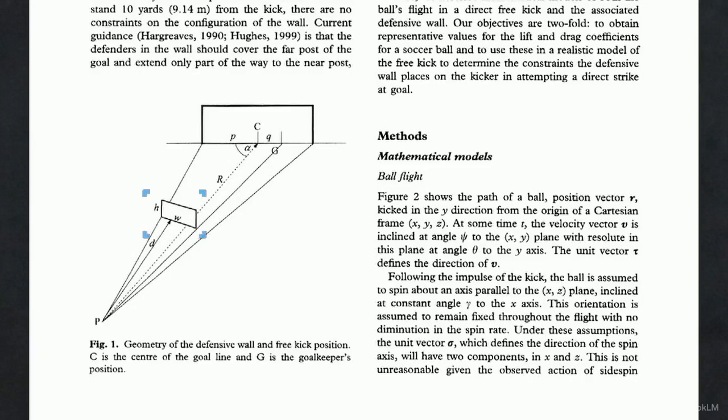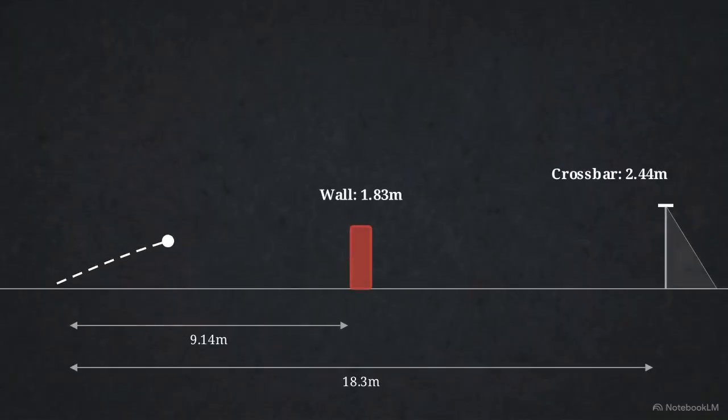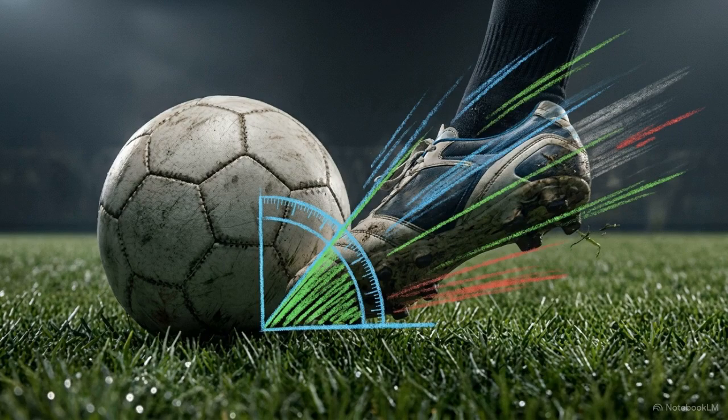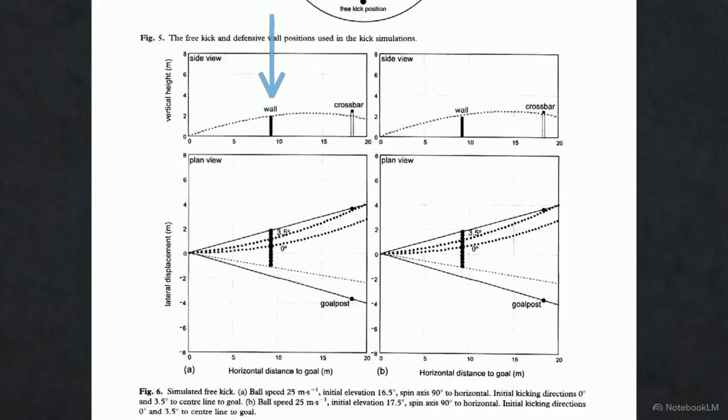The ball must bypass a 1.83-meter human wall, located exactly 9.14 meters away. The ball must be launched high enough to clear the wall, but low enough to dip under the 2.44-meter crossbar. An optimized kick requires an initial velocity of 25 meters per second, with a launch angle between 16.5 and 17.5 degrees. This simulation shows the ball threading that geometric needle.